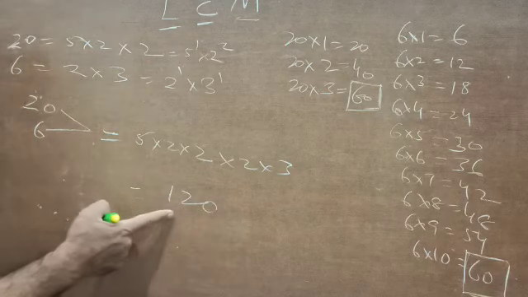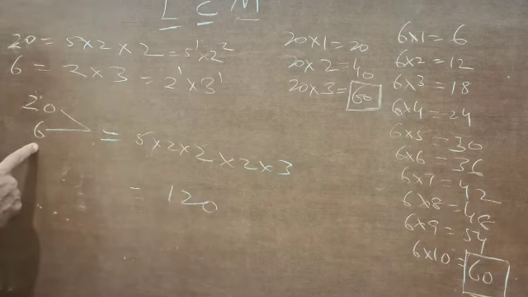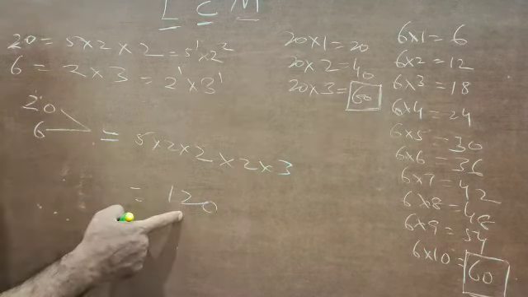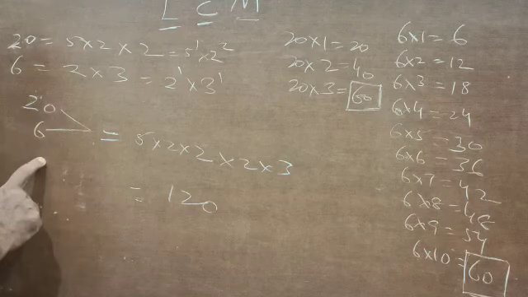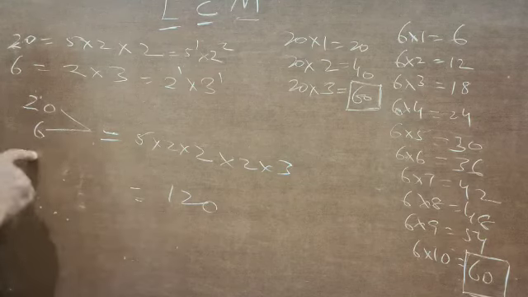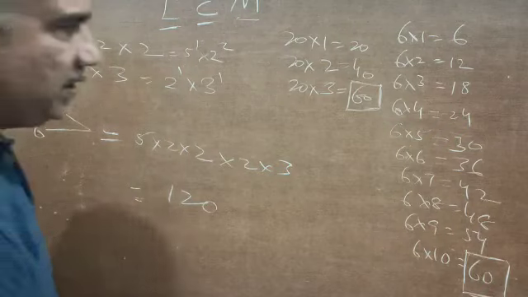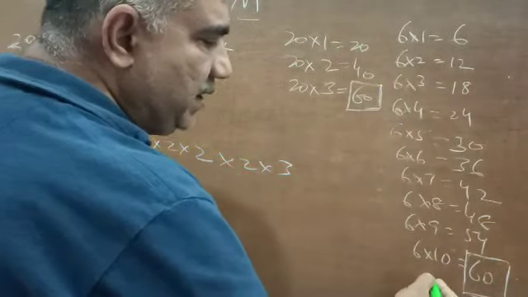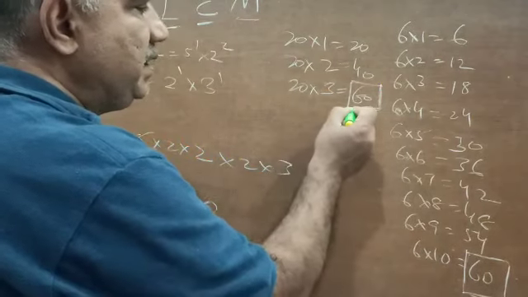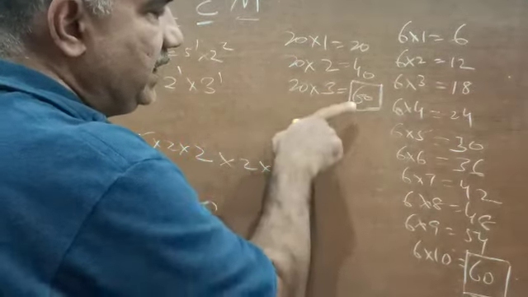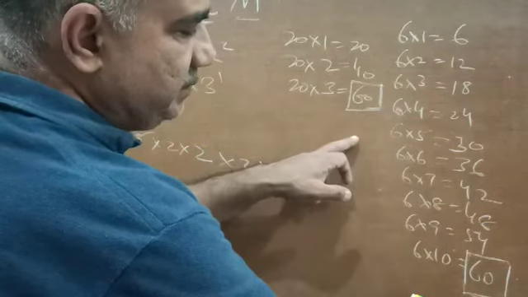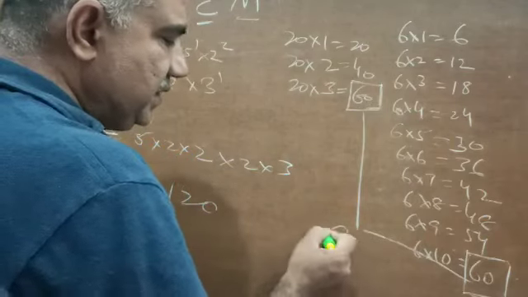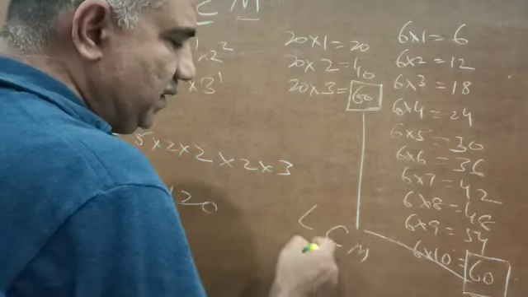See, 120 is definitely a multiple of 6. 120 is a multiple of 20. It is the 20th multiple of 6, and 120 is the 6th multiple of 20. But this is not the least multiple. When you see, we have written up to 10. The 10th multiple of 6 is 60, and the third multiple of 20 is 60. And this is the first time that 60 has appeared in both of them. So we can say 60 is the least common multiple. Least common multiple is 60.